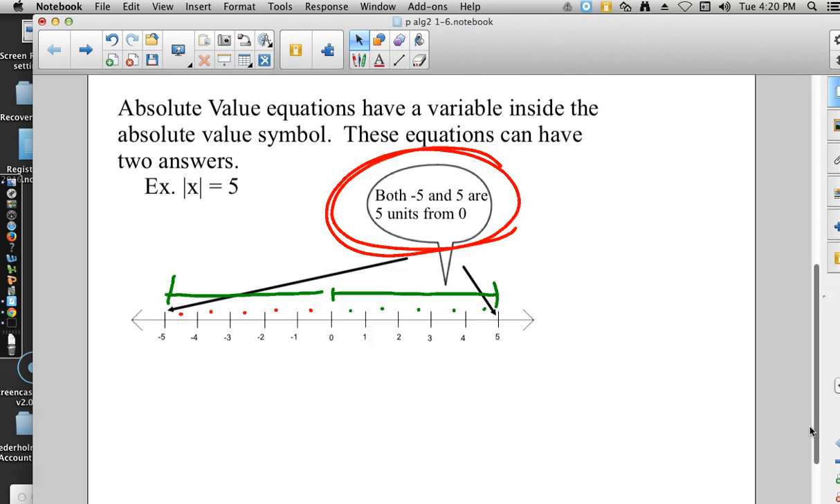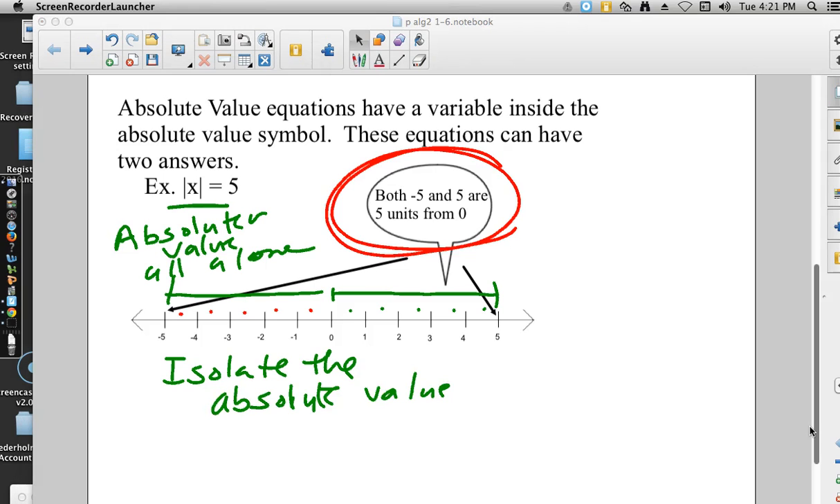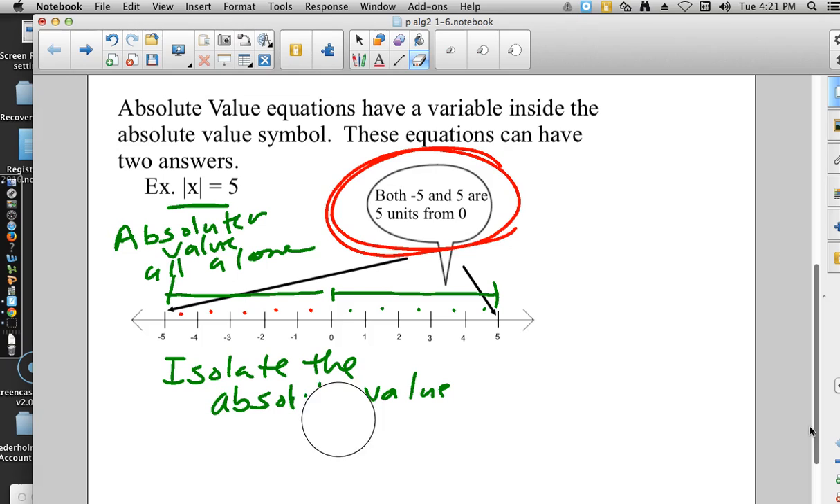Right there. So what we always need to do is get to the point where we have absolute value all by itself. And that's called isolating. So we are going to isolate the absolute value. Sorry, you can see my writing got really weird here.